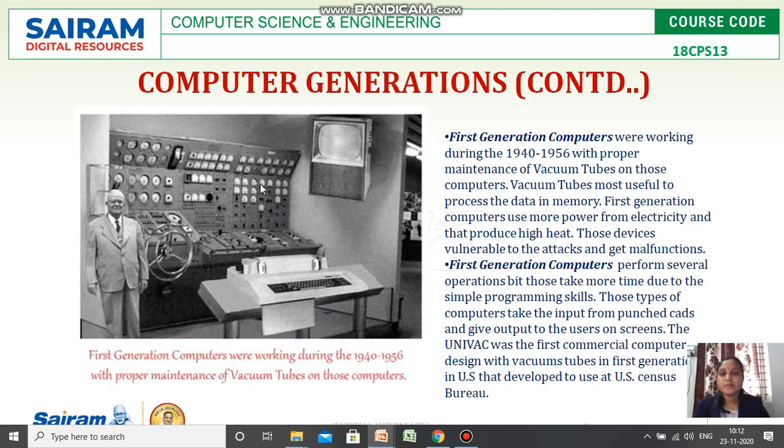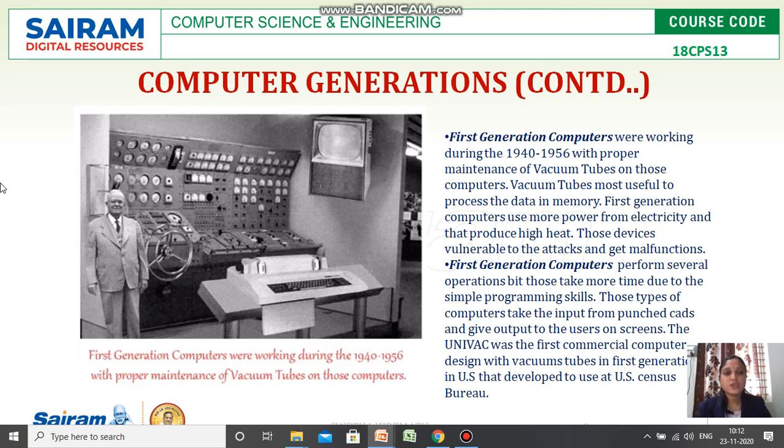Here in the diagram you can see the first generation computer. Before moving to this, when was the first computer actually developed? The first computer was developed in 1943. Those computers, how they looked: here in the diagram you can see they are very large in size. They would occupy almost a room. The size of the computer is very big, and it needs a large amount of space in order to assemble.